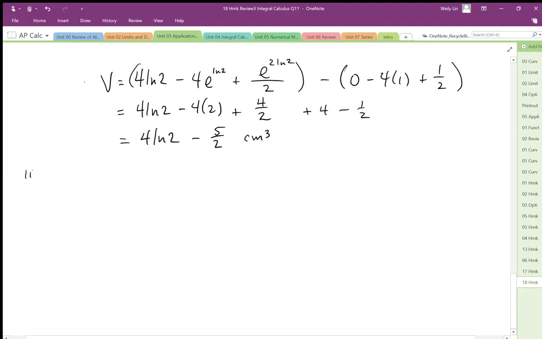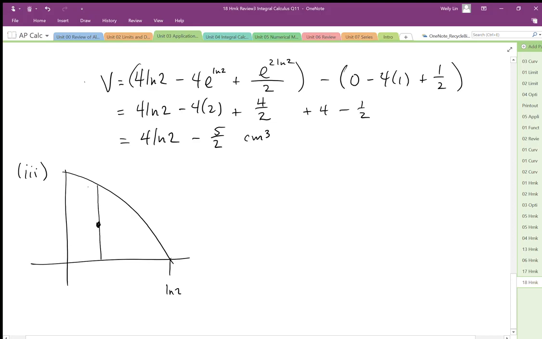For part 3, it says that the cross-sectional areas are now semicircles. So I take that same graph, I take that intersection, this is going to be log 2. Now this cross-sectional area ends up being a semicircle, or a half circle. So to get the volume of that shape, we're going to integrate from the same bounds. Now I need the area of the circle, so pi times r squared times the thickness. So there's r, there's r. So we know that r is going to be half of the height.